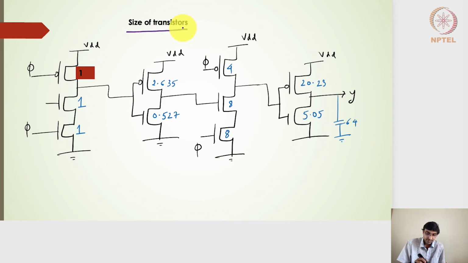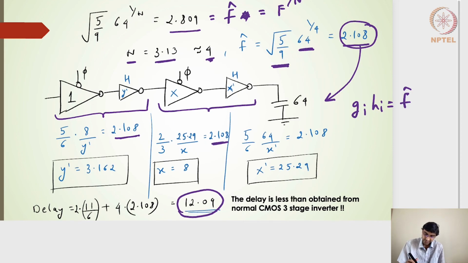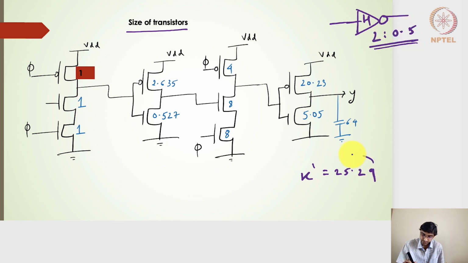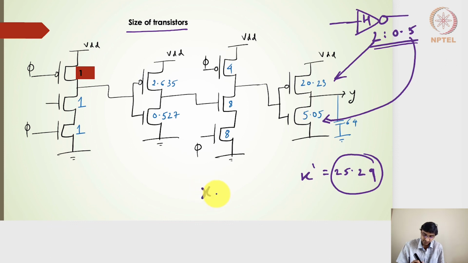The sizes of the transistors. Because we have the size of X dash as 25.29, this is a high skew inverter. What I had written was a high skew inverter, and if you remember, the sizes were 2:0.5. So what we are going to do is divide this 25.29 into 2.5 parts, where 2 parts will go here and then 0.5 parts will go here, and that's why we get 20.23 and 5.05.